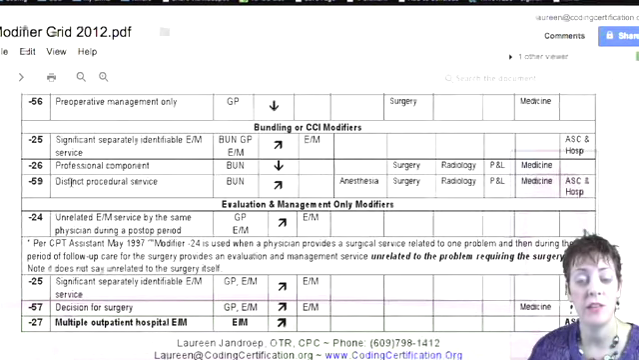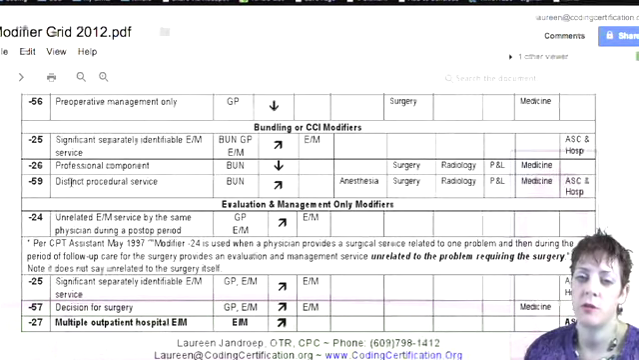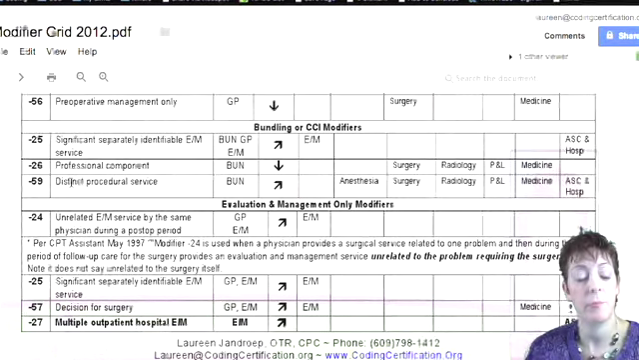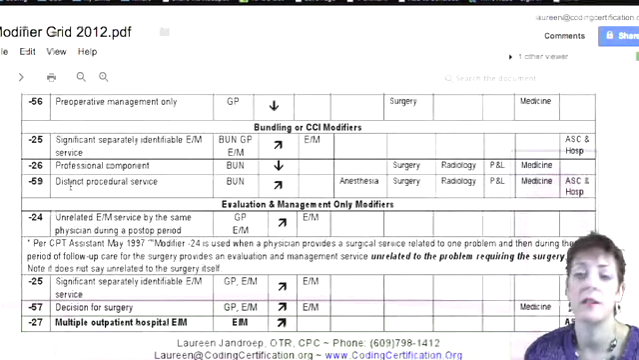So they have to put 59 on it, because otherwise the payer is going to bundle it in and say, nope, that hits a CCI edit. So you'd put 59 on the laparotomy to say that this is a distinct procedural service from the other one I'm normally bundled into.